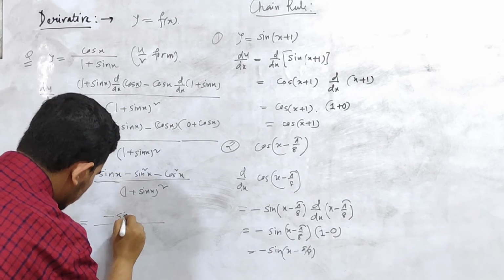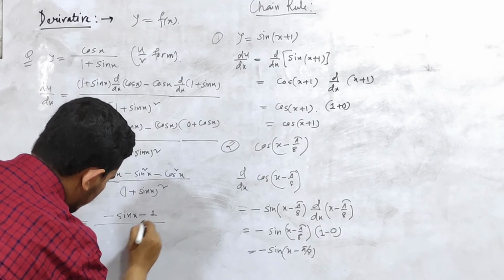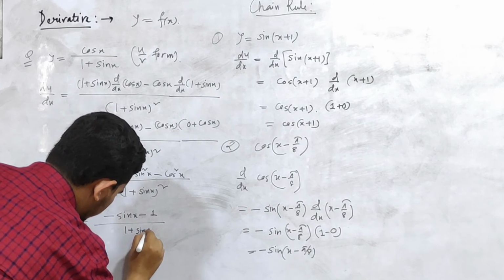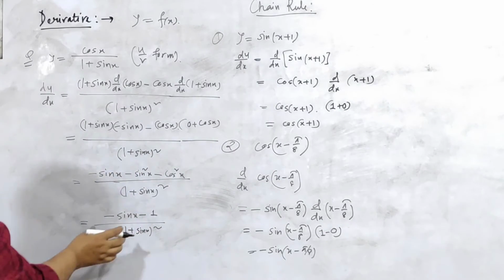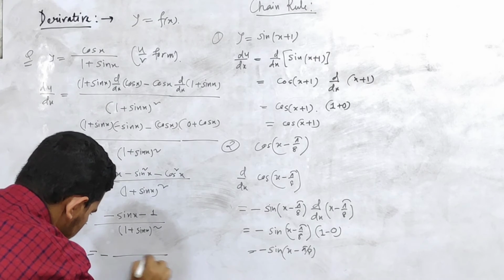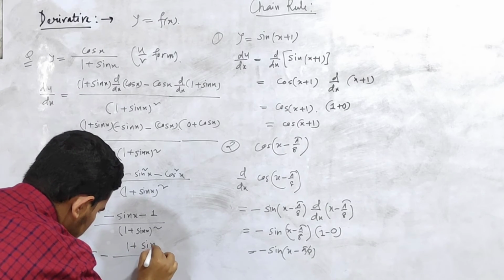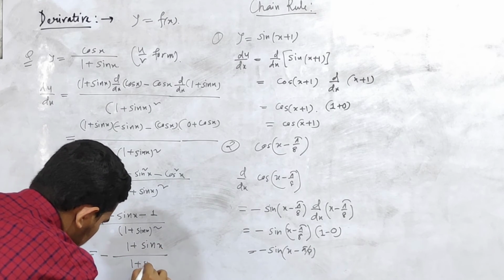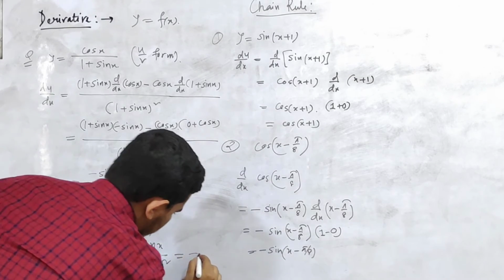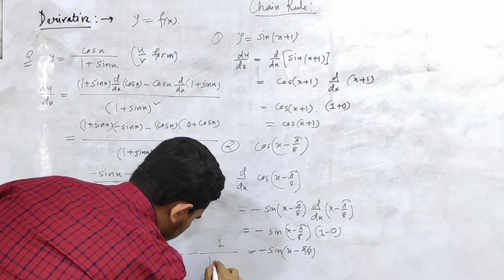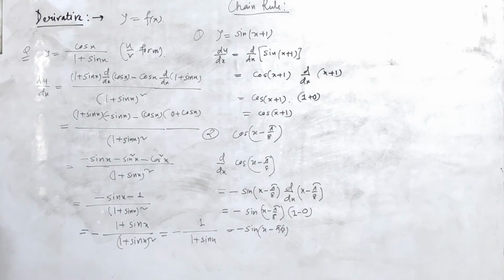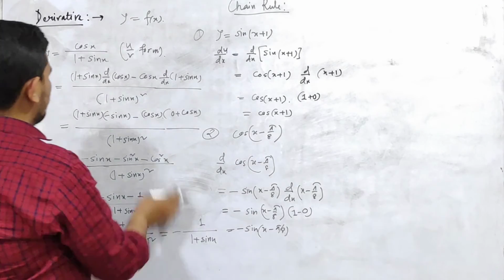So sin square x plus cos square x will be 1. So I can write sin x minus 1 over 1 plus sin x whole square. So I can take the common of minus. So I can write 1 plus sin x, 1 plus sin x whole square. So at the end I can write minus 1 by 1 plus sin x. So this is the answer to this problem.